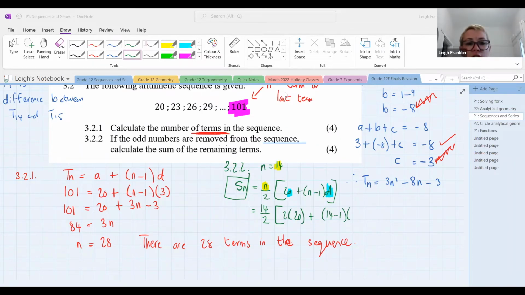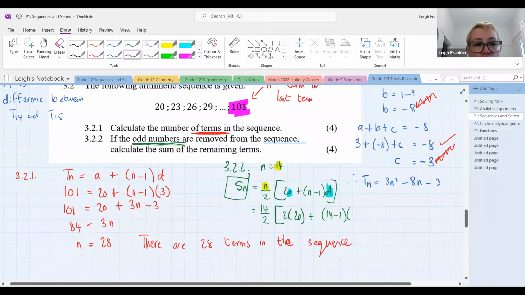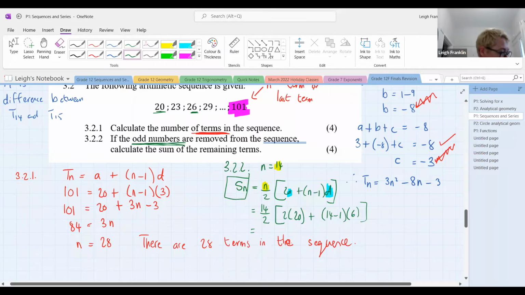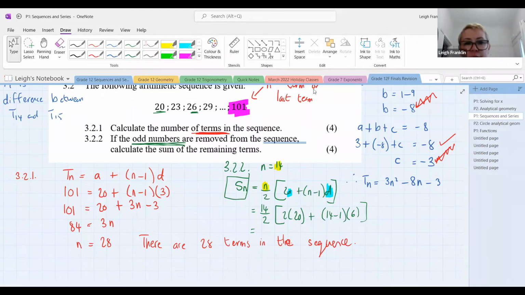Our difference has got to be, remember, between odd and even, the difference is 3. Between even and even, the difference is 6. So those of you saying that the difference is 6, that's correct. The difference is 3 between odd and even terms, but remember, we are removing the odd numbers, so we're only looking at the even numbers. So there's a difference of 6 there. Does that make sense to everybody? And then we're going to pop that into the calculator and hey presto, we should have an answer.